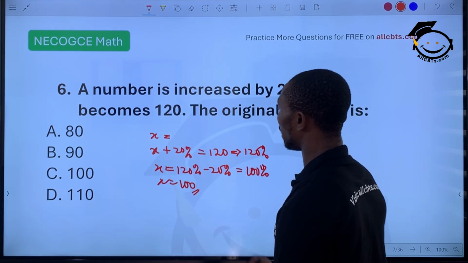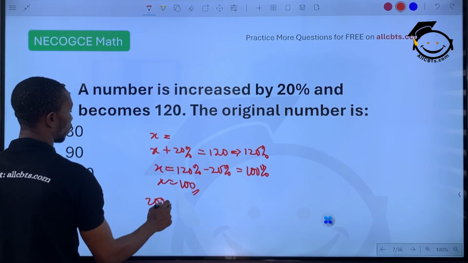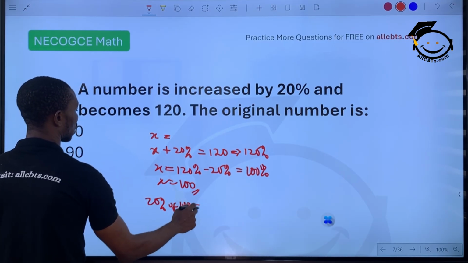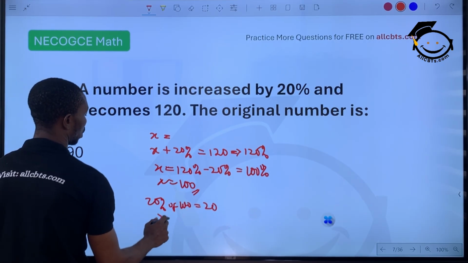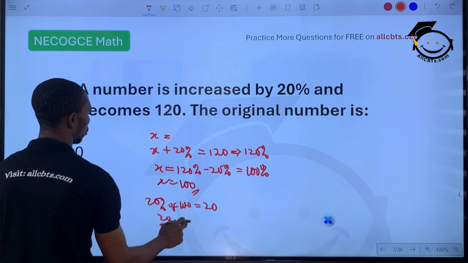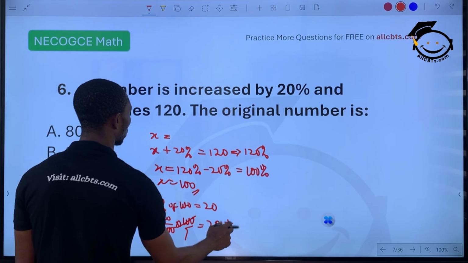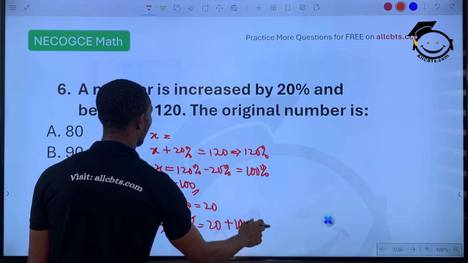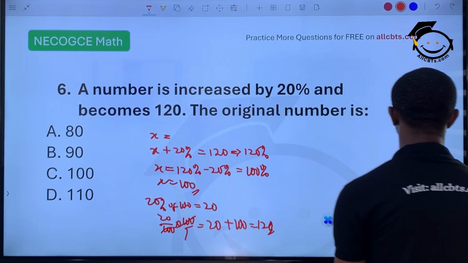Okay, so we can go ahead to prove that. If we have 20% of 100, that is 20, because this will be 20 over 100 times 100 over 1, giving us 20. So 20 plus 100 gives us 120. So our original value is 100.